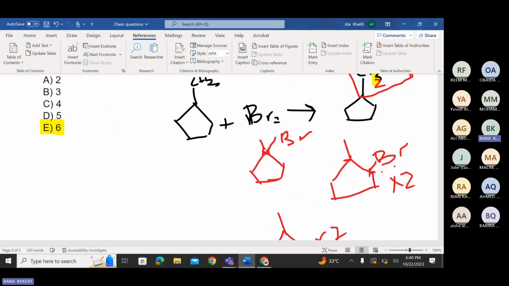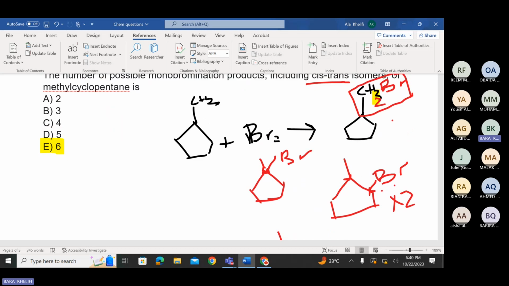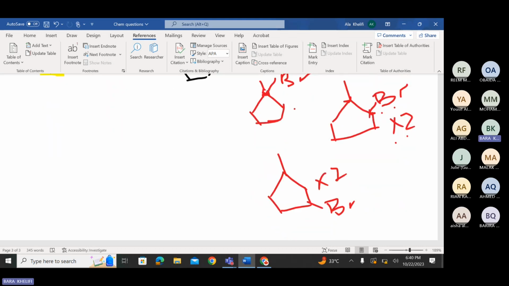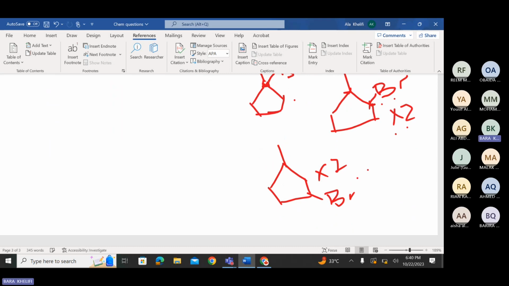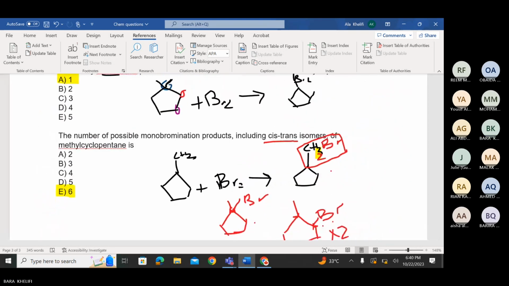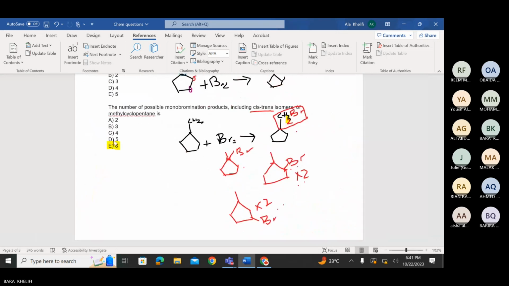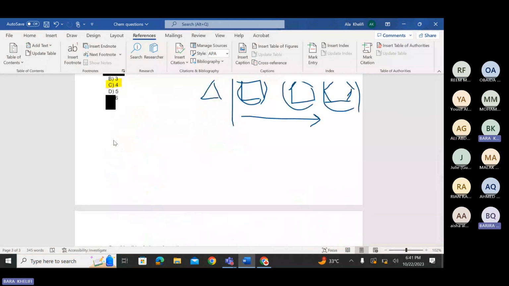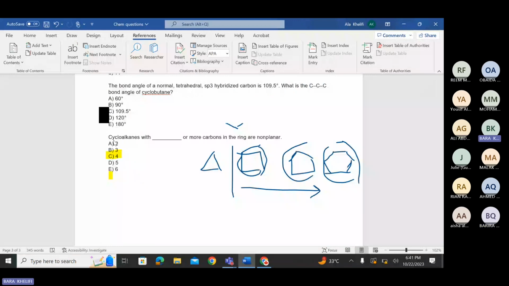So let's count them together. We have 1 here, 2 here, then 3 and 4, and 5 and 6. So you guys understood, or would you like to go over it again? What was the first? Sorry, the first one?